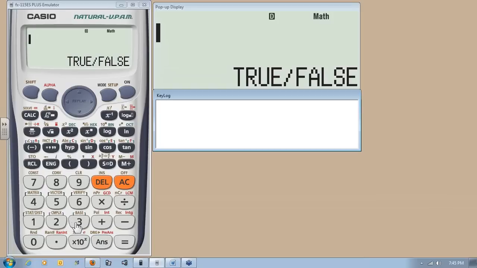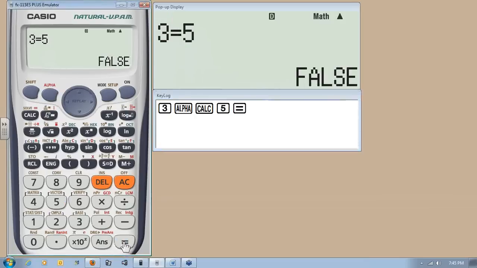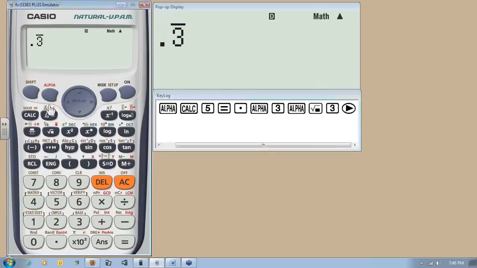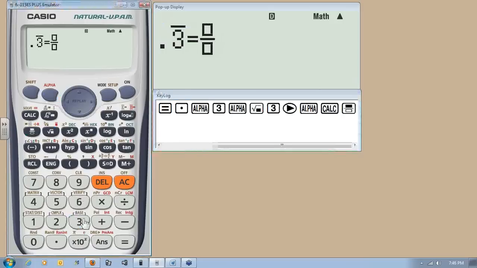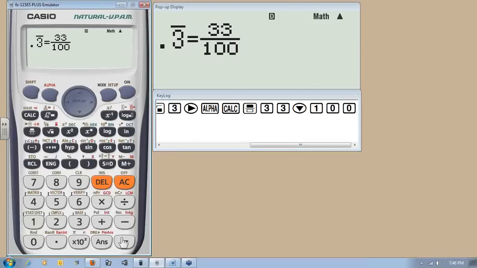You can start out with things like, is the number 3 the same as the number 5? Is 3 equal to 5? Verify will just tell you true or false. Is that true or false? No, it's not true. Is 0.3 repeating the same as 33 over 100? No, it's not.